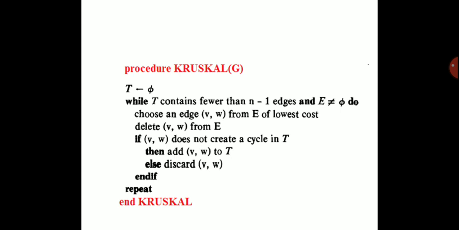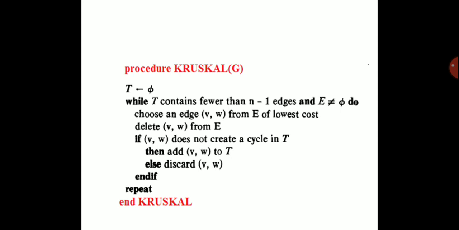choose an edge V comma W. That is the edge we are picking up now. V and W are the vertices connected by the edge that we are considering now, and the edge is from E, of lowest cost. Because we are constructing a minimum cost spanning tree, we are taking an edge of lowest cost. Obviously we'll begin the process by taking the edges with lowest cost.